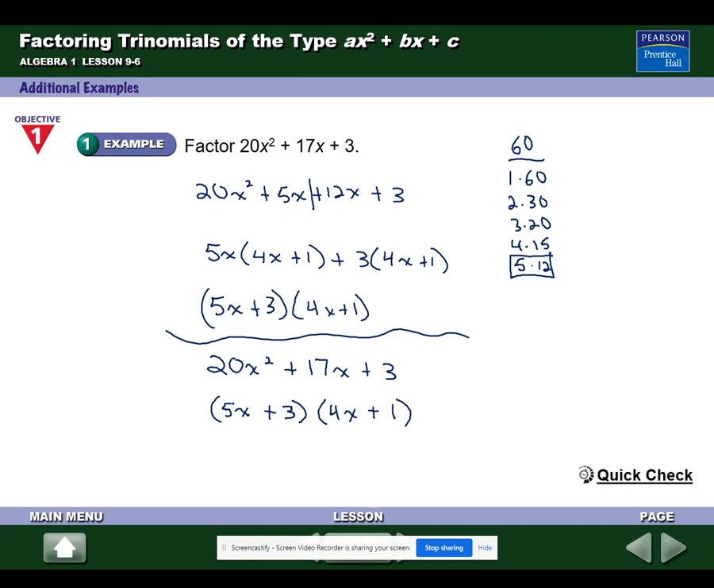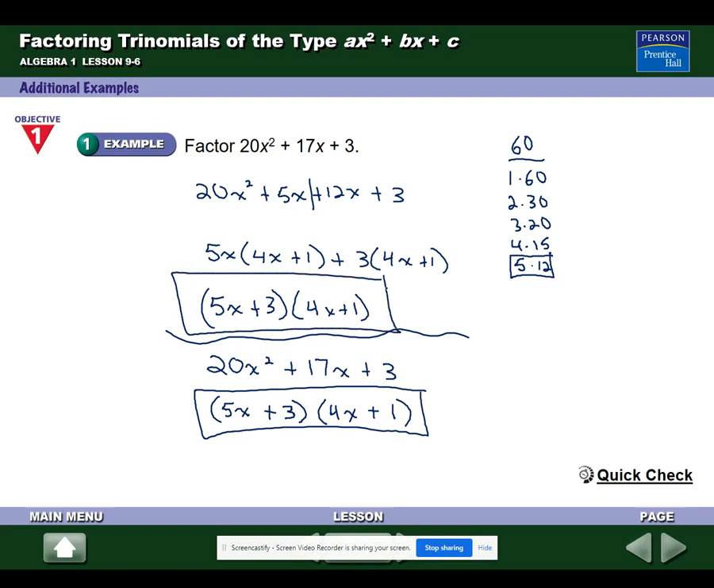20x squared plus 5x plus 12x. 5x plus 12x will give me the 17x, and then 3 times 1 is 3. Okay, so two different methods to come up with the same thing. 5x plus 3 times 4x plus 1.